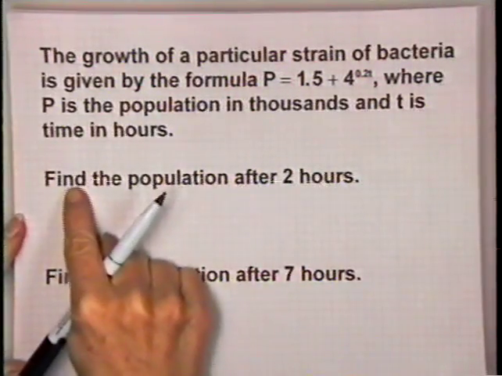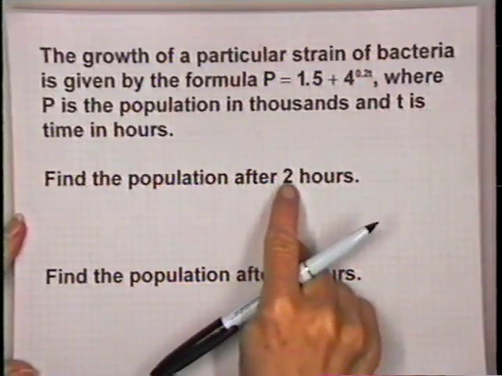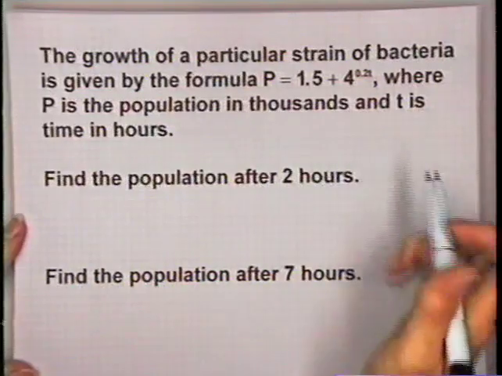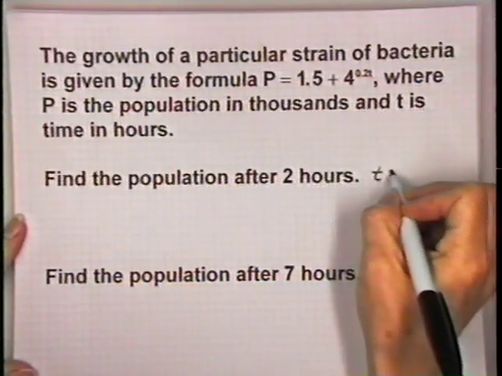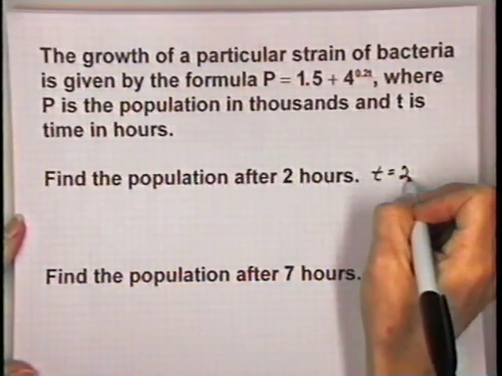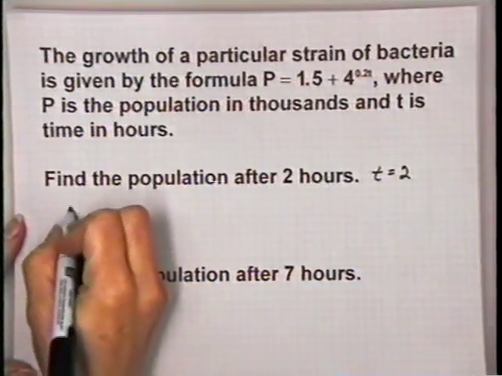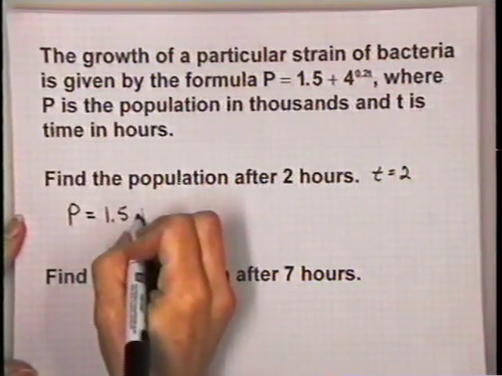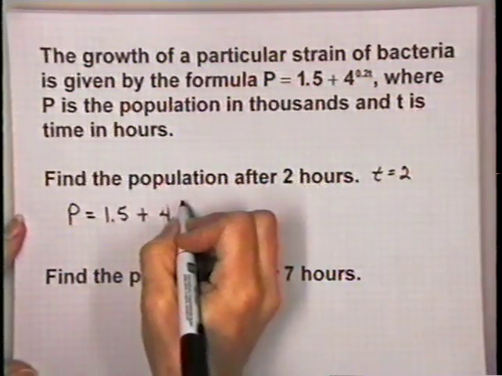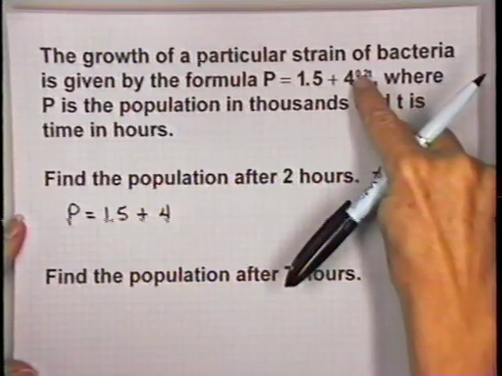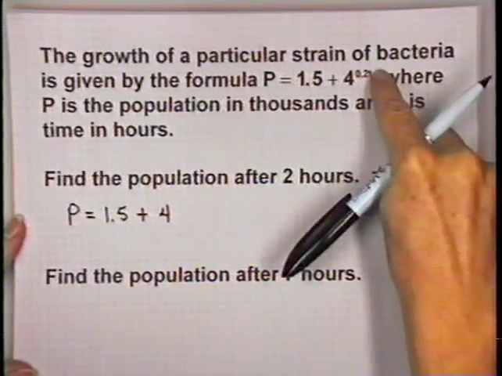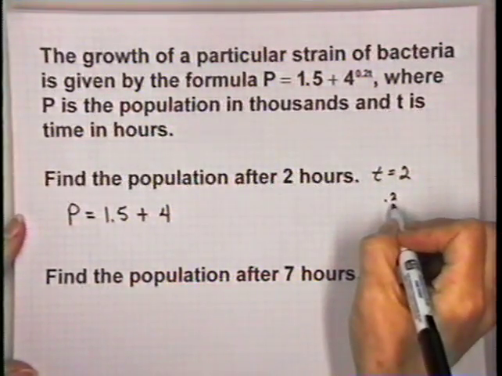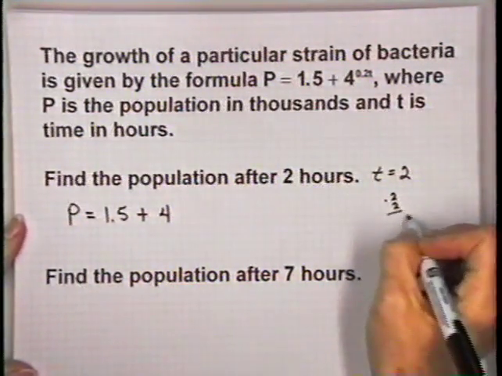What I want to do with this problem is to just do a few calculations. We want to find the population after 2 hours. Now this is giving us a time t, isn't it? So this is saying let t be 2. Well, let's take this problem then. I have p equals 1.5 plus 4, and up here in the exponent I have 0.2 times t. Now if you want to, you could say, well, let's see, 0.2 times t, and my t is a 2.